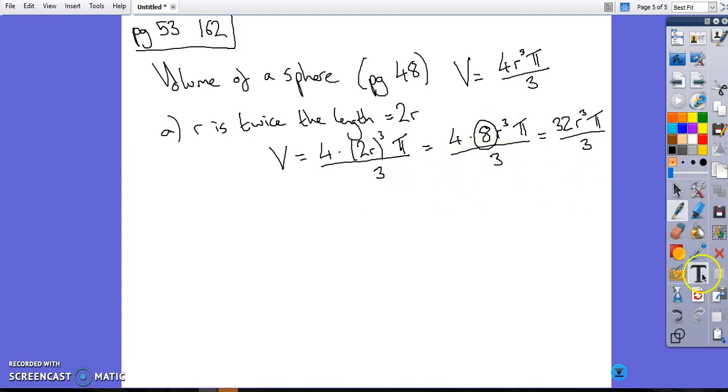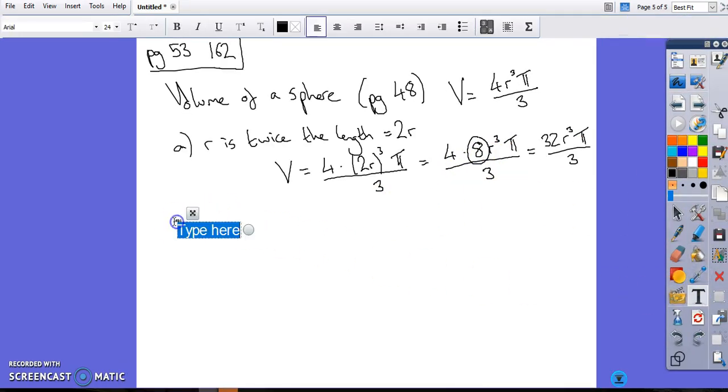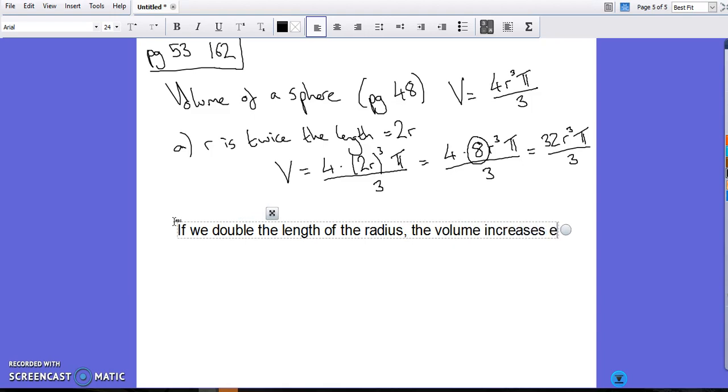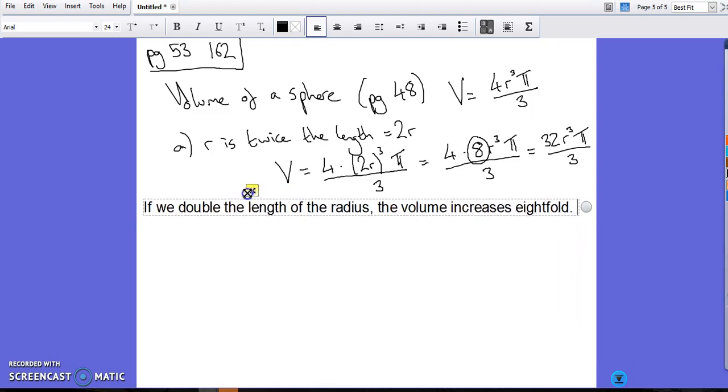So we can write this then in a sentence, and I'll do it in text so that it's neater. If we double the length of the radius, the volume increases 8-fold. 8-fold means by 8 times.